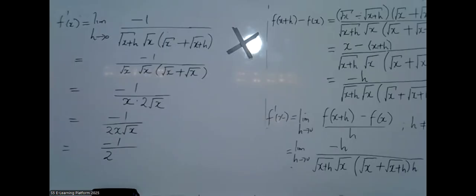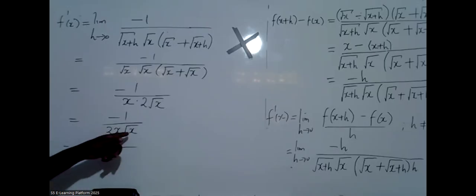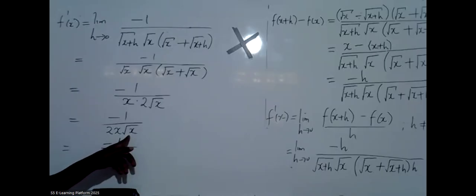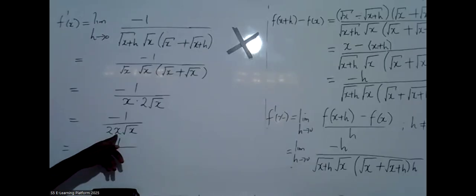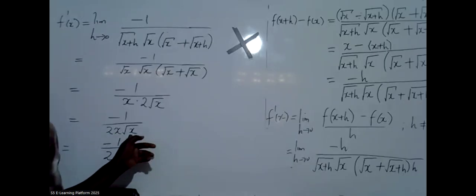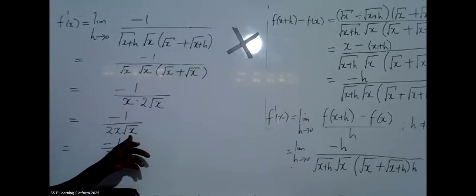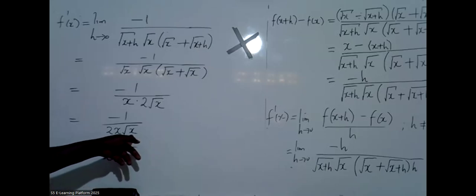Somebody saying negative 1 over 2x power 3 over 2. Yes. You know root 2x is x power half. Now you're multiplying x power 1 times x power half. You simply add the powers. Somebody has used this calculator, x power 1.5.